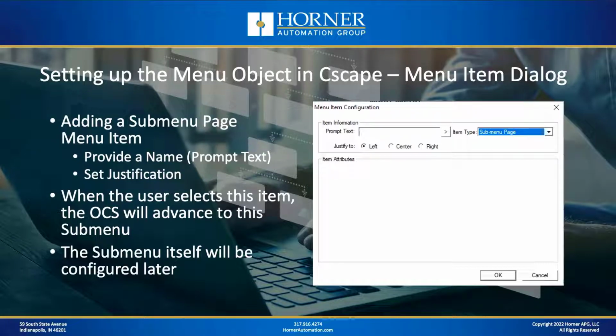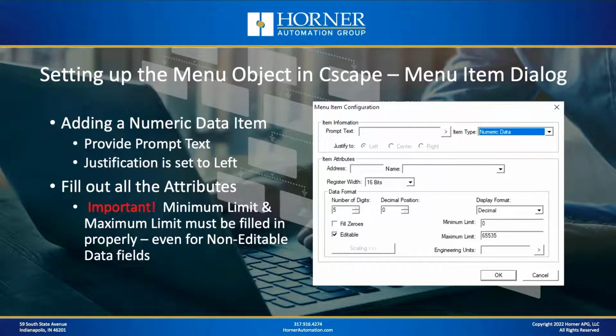So when you add that to your main menu, you just need to provide a name under the prompt text field and decide whether you want it left justified, center justified, or right justified. And most of the time with menus, you're going to do everything left justified when it comes to your prompting text. Now again, when the user selects this at runtime, he's effectively going to navigate to this submenu. But the actual configuration of the submenu in Cscape, we'll do that in a later step, and I'll show you that. Okay, so adding a submenu is one thing we can add to our main menu.